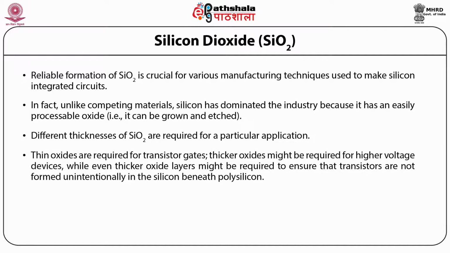Thin oxides are required for transistor gates. Thicker oxides might be required for higher voltage devices, while even thicker oxide layers might be required to ensure that transistors are not formed unintentionally in the silicon beneath the polysilicon.